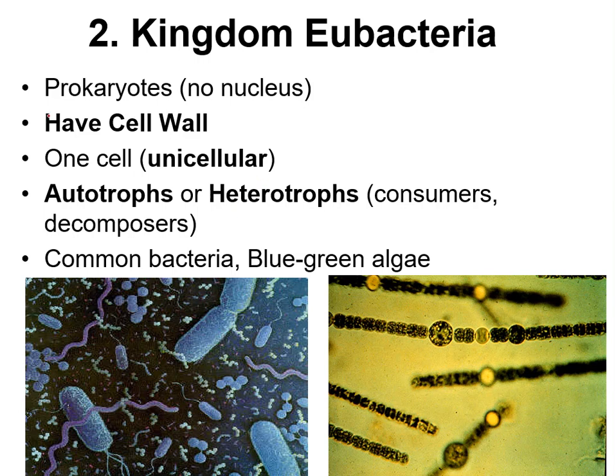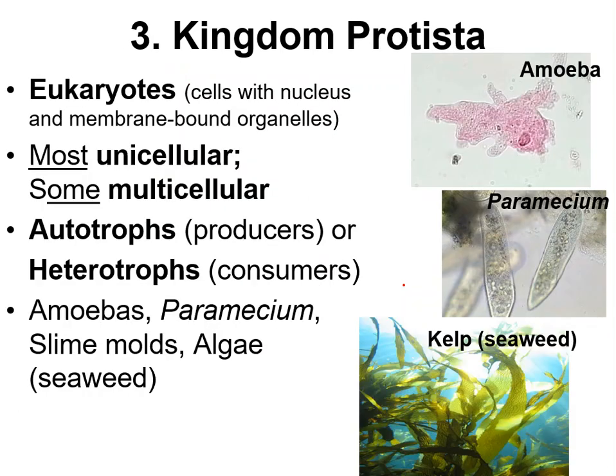Eubacteria, again, another bacterial kingdom. Again, they're prokaryotes, they have cell walls, they're unicellular, they can be auto or heterotrophic. But the point about these is that they cannot survive in extremes. So, all of your common bacteria that you might associate with getting sick, blue-green algae are actually bacteria. So that's your second bacterial kingdom.